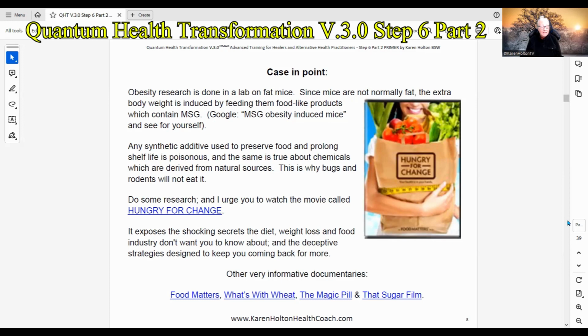Any synthetic additive used to preserve food and prolong shelf life is poisonous. And the same is true about chemicals which are derived from natural sources. This is why bugs and rodents will not eat it. That gives it its 25-year shelf life.